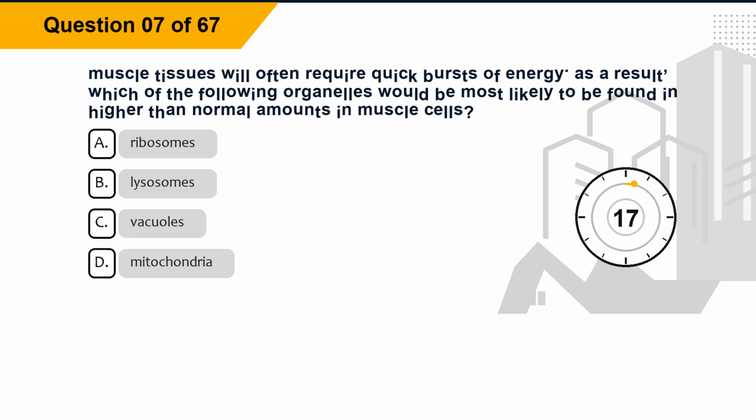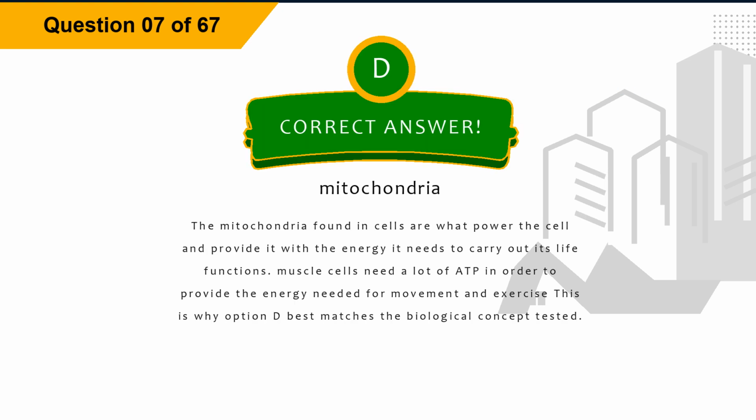Question 7. Muscle tissues will often require quick bursts of energy. As a result, which of the following organelles would be most likely to be found in higher than normal amounts in muscle cells? Option A, ribosomes. Option B, lysosomes. Option C, vacuoles. Option D, mitochondria. The correct answer is option D, mitochondria. Explanation. The mitochondria found in cells are what power the cell and provide it with the energy it needs to carry out its life functions. Muscle cells need a lot of ATP in order to provide the energy needed for movement and exercise. This is why option D best matches the biological concept tested.